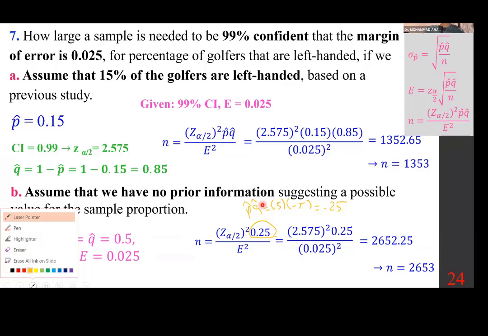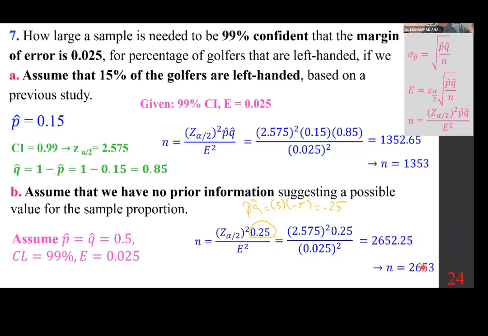Number one, you round up in both cases regardless. Number two, this must be larger than this or we have made a mistake, because this is the most conservative estimate. When we use P hat equals Q hat equals 0.5, this becomes the largest, because when the sum of the numbers is fixed at 1, the largest product occurs when they are identical. It can be proved using algebra or calculus.